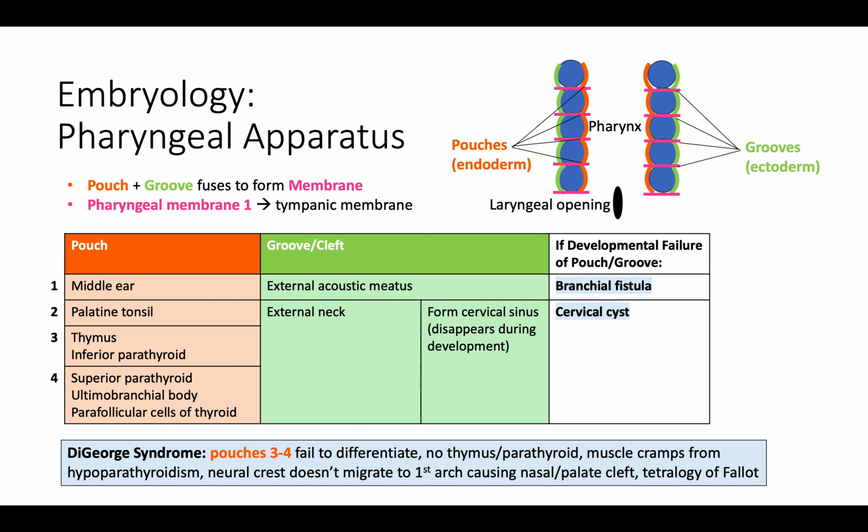And then the neural crest doesn't form to the first arch. And so they're going to have a nasal or palate cleft. And then where you've learned embryology of the heart, they're going to also have the tetralogy of Fallot. They're also going to have some problems with infections as well.